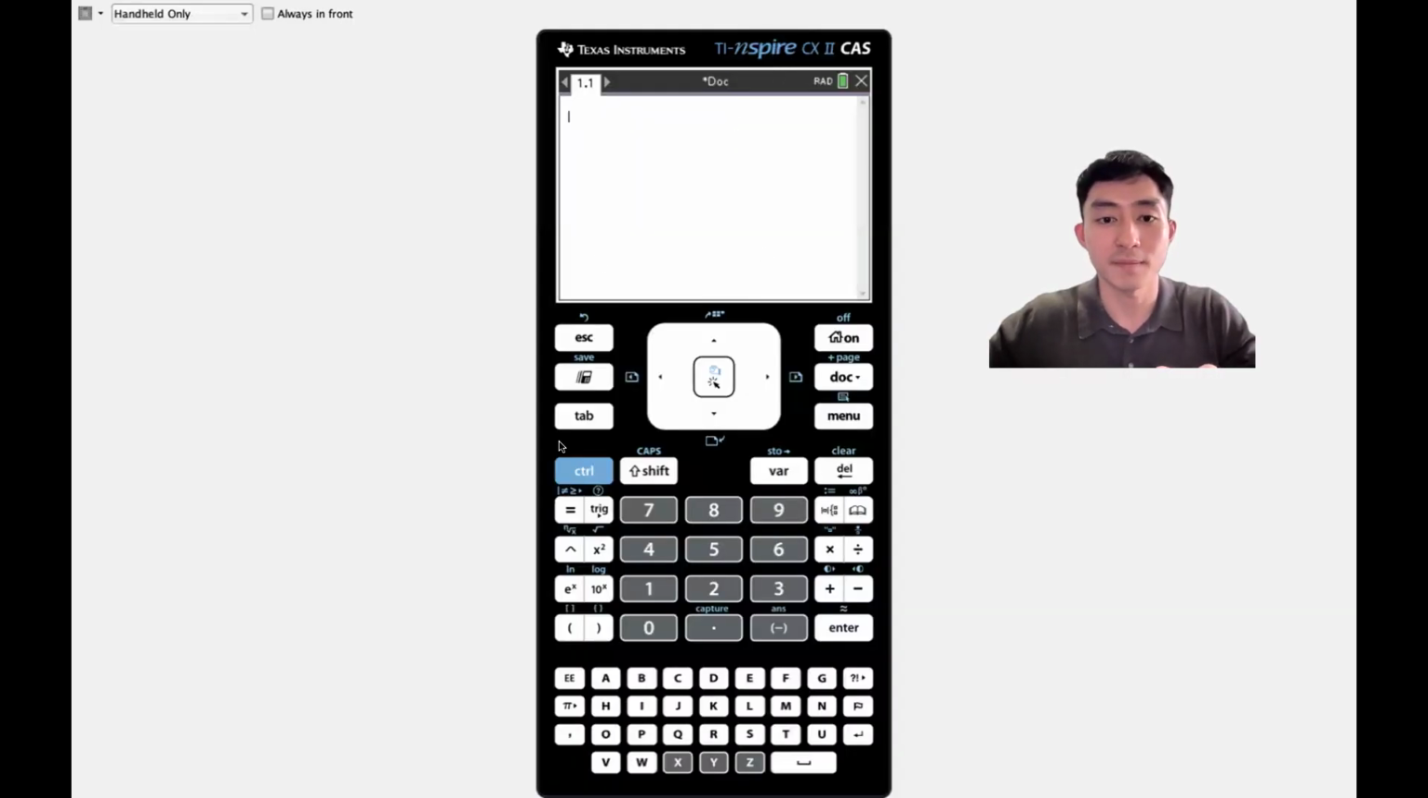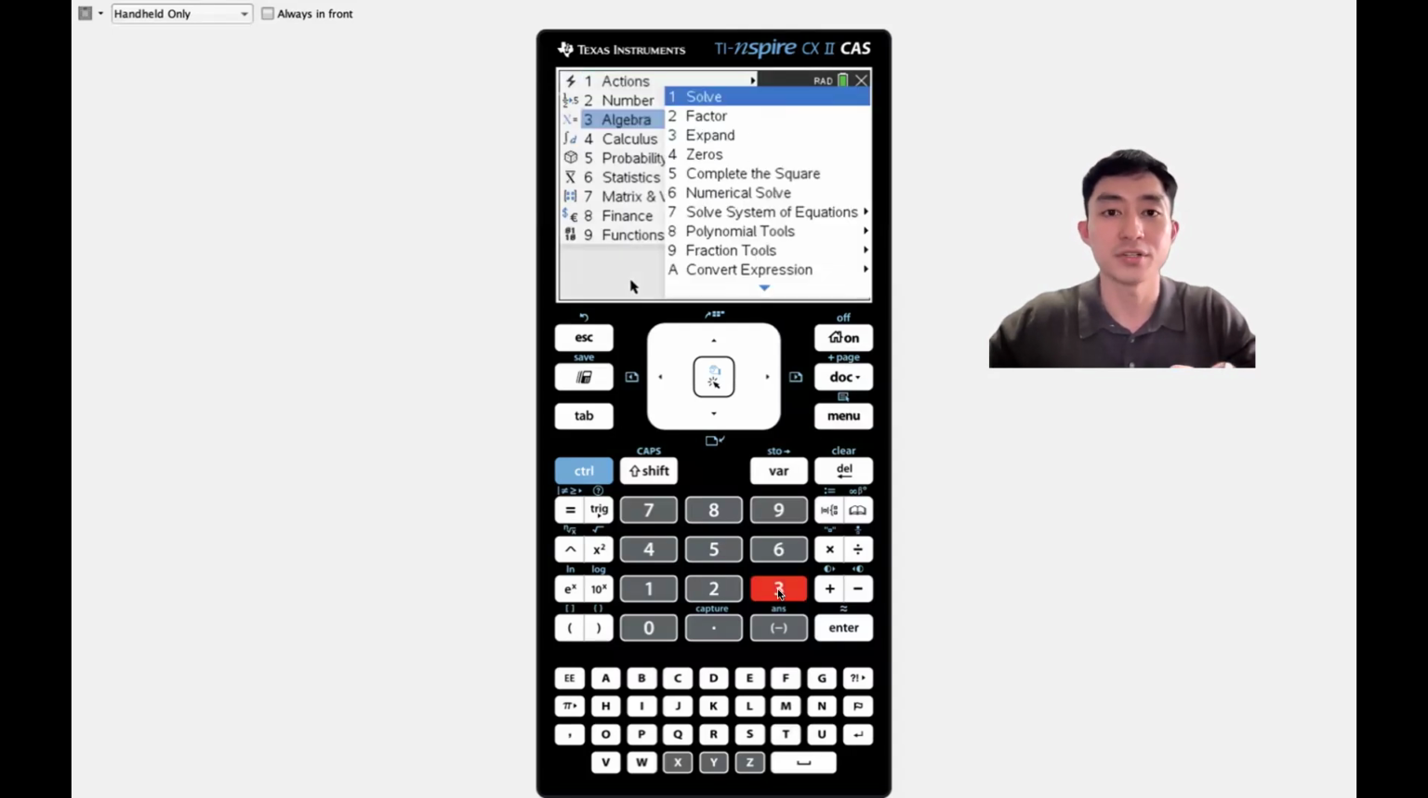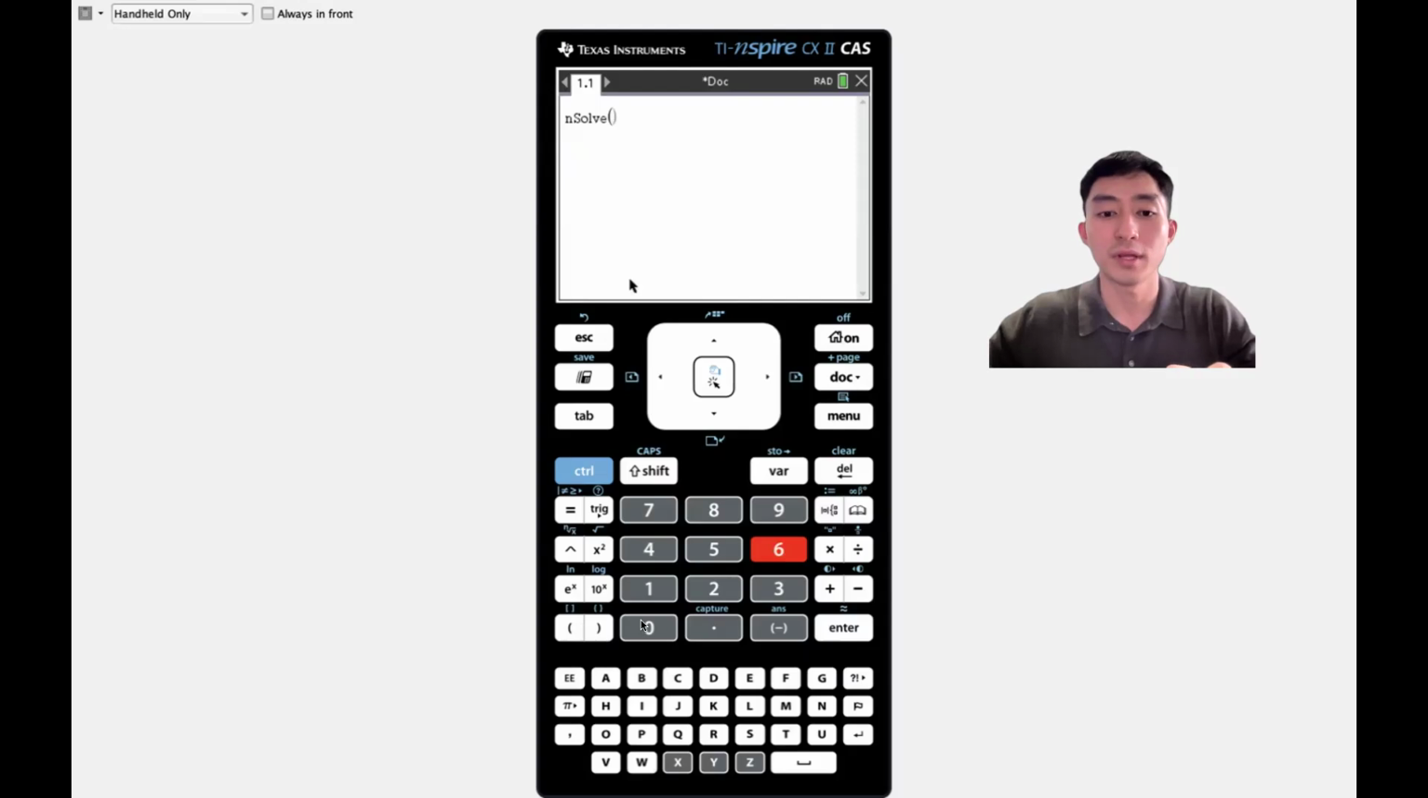We can also check it in another calculator, the TI-Nspire. We can use the same numeric solver: menu, 3 Algebra, then 6 Numerical Solve, and we put in the equation 0 equals the fraction (2x minus 3) over 6. In this case, we want to solve for x. So we get that x is 1.5.